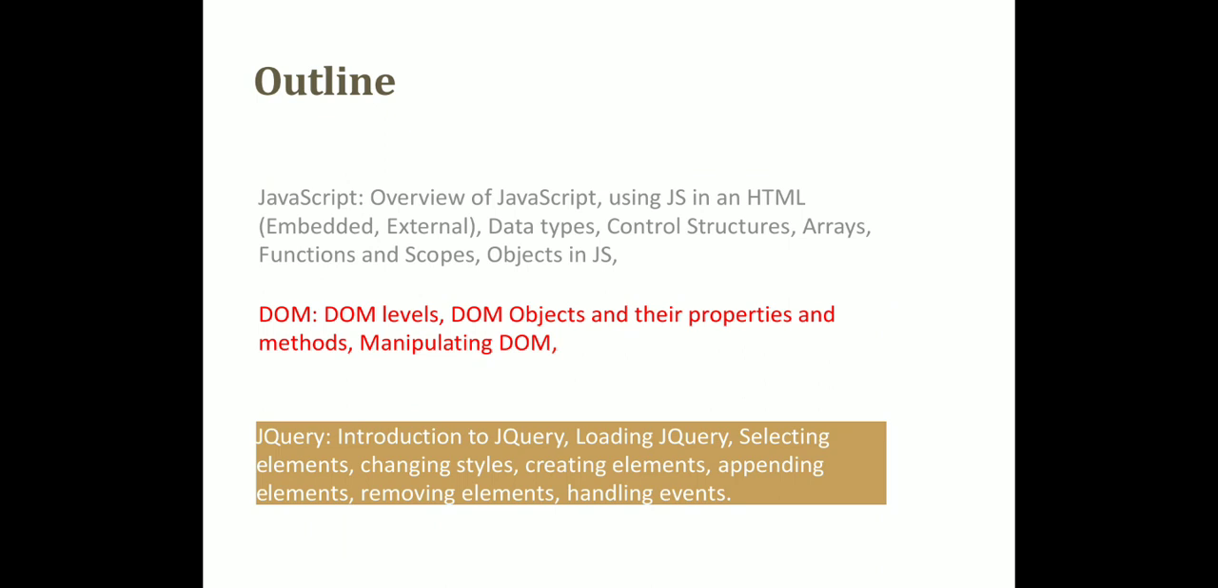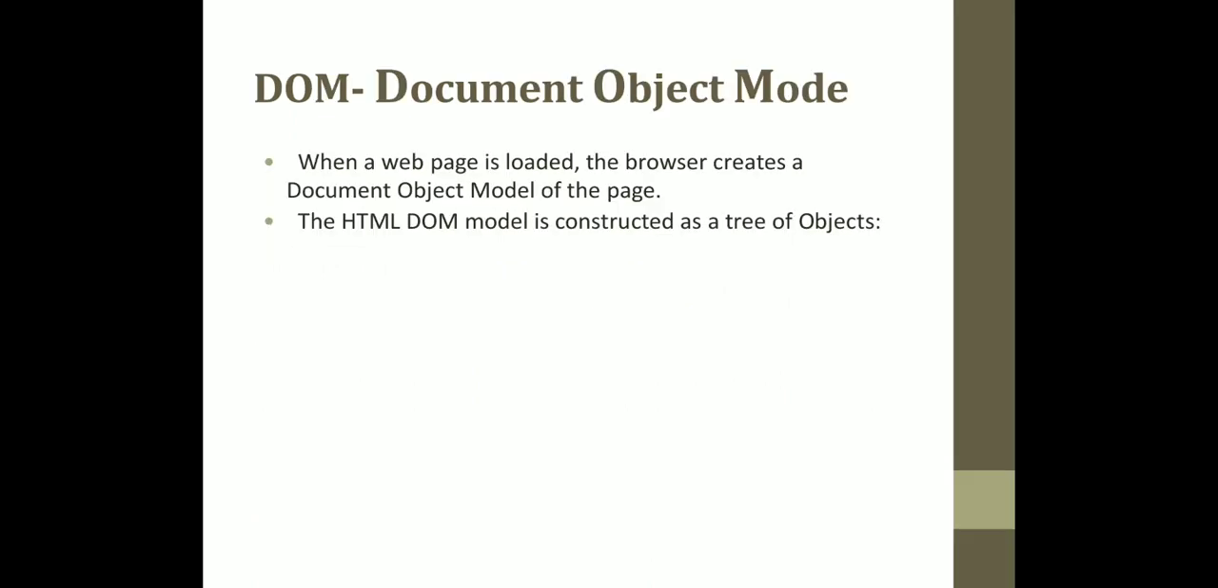Next is the document object model, plus its labels, then how the document object model's objects and their properties work, and how methods are used in it. Okay, so all these things came with the document object model. So what is the document object model? It is when a web page is loaded, the browser creates a document object model of the page.